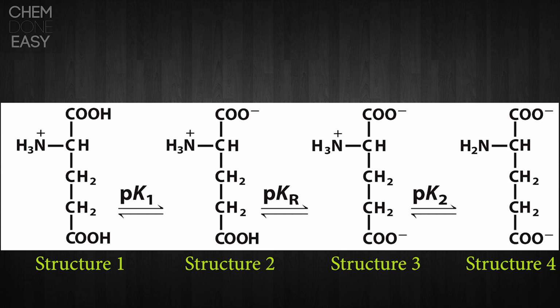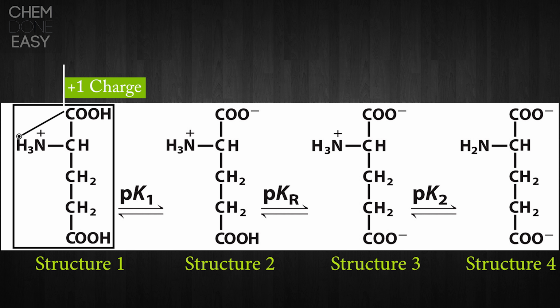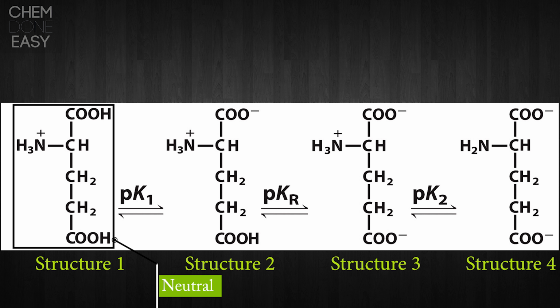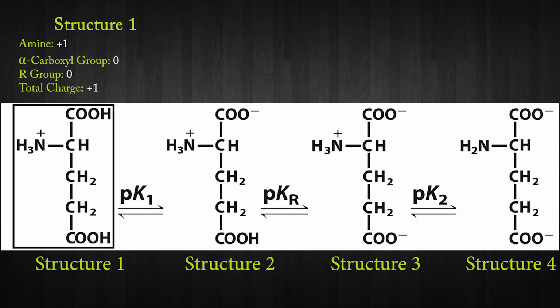So the first thing that we need to do is look at each of our 4 structures, and determine which one has the neutral charge. If we look at structure 1, we can see that our amine group is +1, the side group is neutral in charge, and the other carboxyl group is also protonated, which means both of them are neutral. Therefore, structure 1 has a total charge of +1.